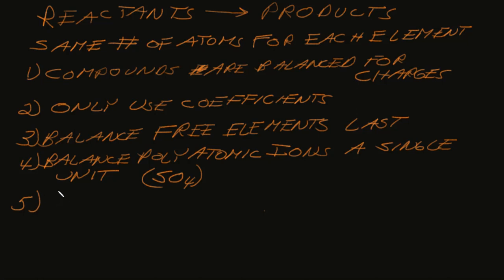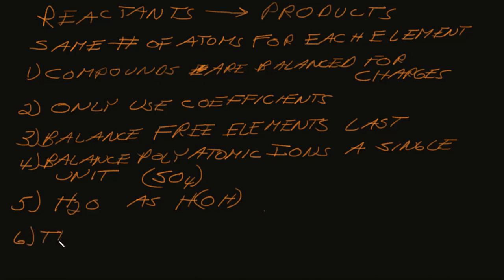Another little hint: sometimes water, whose chemical formula is H2O, works better written as HOH. Many times you're going to see water on one side of the equation, and you might see the hydroxide ion on the other side. So sometimes it's easier just visually to write water as HOH.